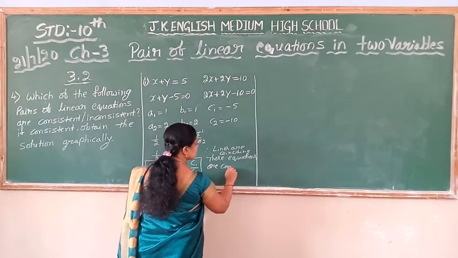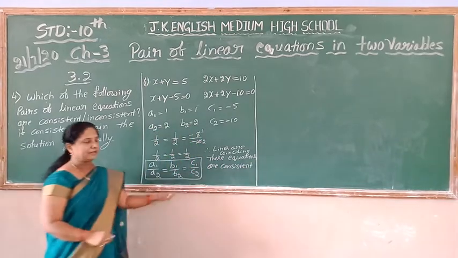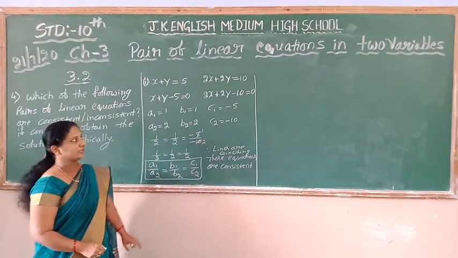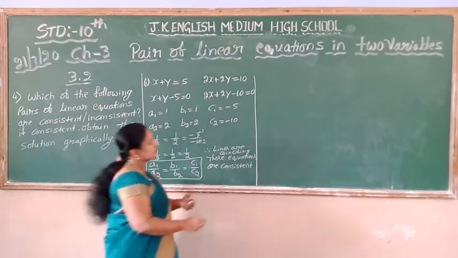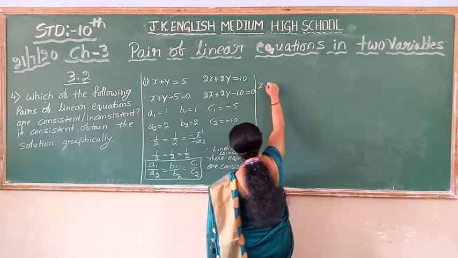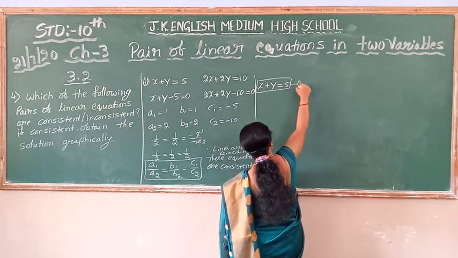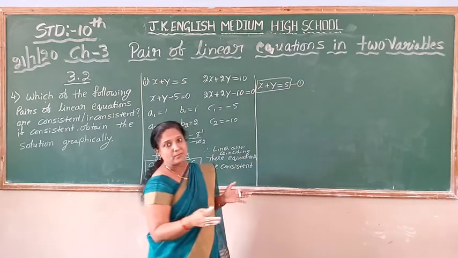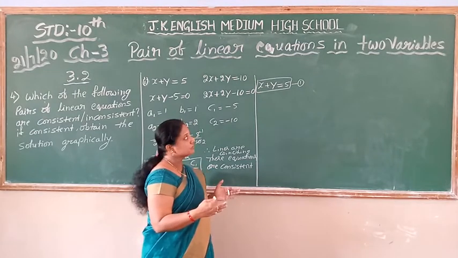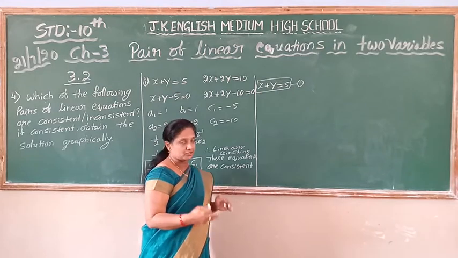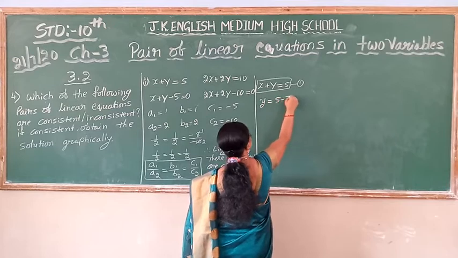If these equations are consistent, then I have to find out the solution graphically. First I am going to consider the first equation, that is x plus y is equal to 5. This is equation number 1. I am writing it in the form of y. Already you know how to plot a graph. Before that, we have to convert the linear equation into the form of y. y is equal to 5 minus x.